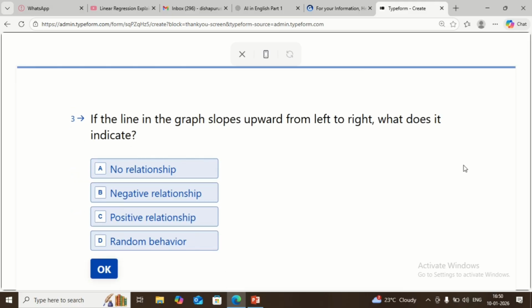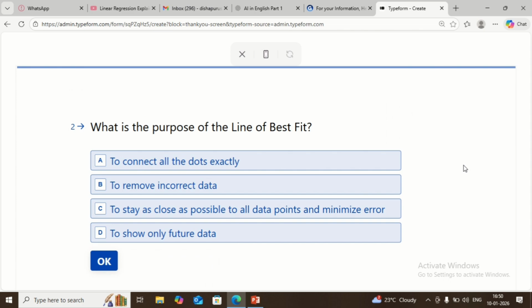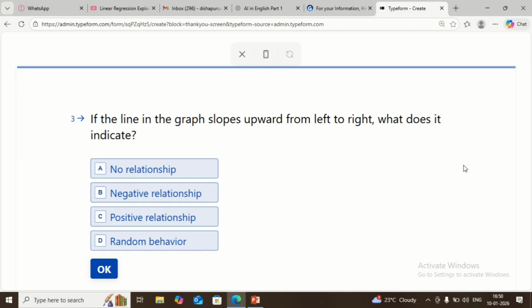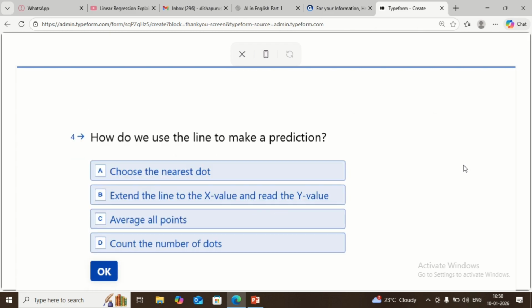Second one, what is the purpose of the line of best fit? To connect all the dots exactly, to remove incorrect data, to stay as close as possible to all data points and minimize error, or to show only future data. So select your choice of option. Third, if the line in the graph slopes upward from left to right, what does it indicate? No relationship, negative relationship, positive relationship, or random behavior.